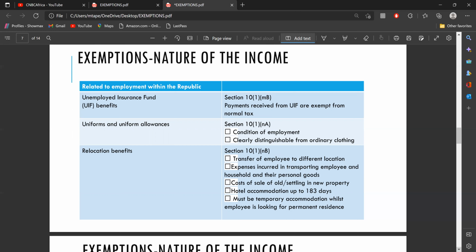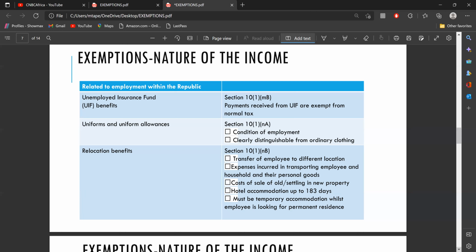For example, if the question says that the taxpayer has received an allowance to buy a pair of jeans, if this pair of jeans is a condition of employment and it is clearly distinguishable from ordinary clothing, then it can qualify for an exemption in terms of Section 10(1)(na). But if it's not a condition of employment to wear jeans to work, and the jeans are not clearly distinguishable from ordinary clothing, then there's no exemption in terms of Section 10(1)(na).